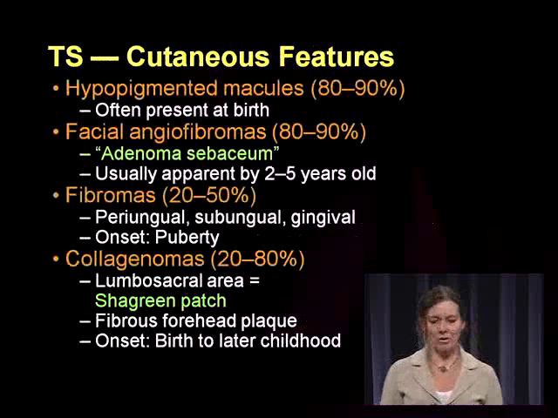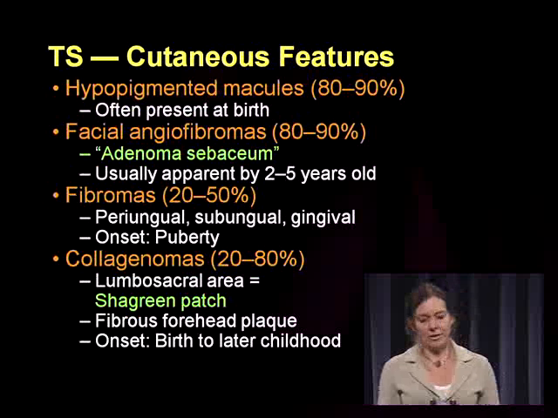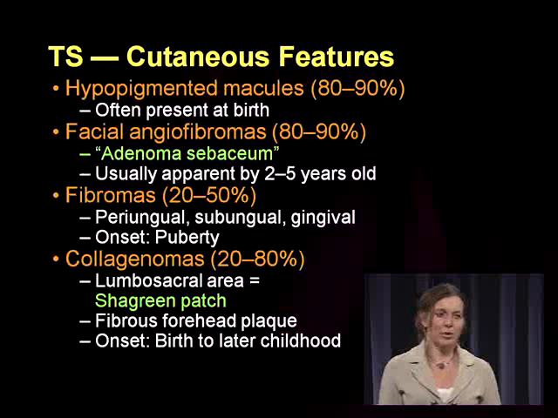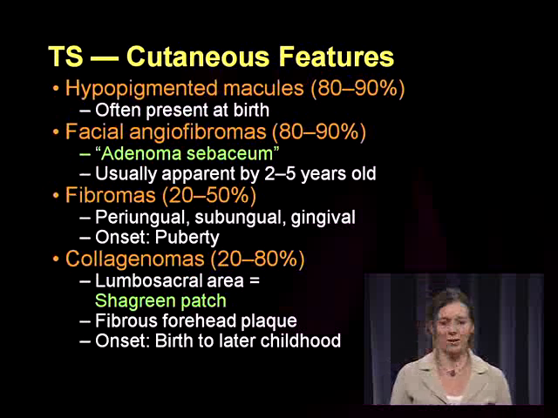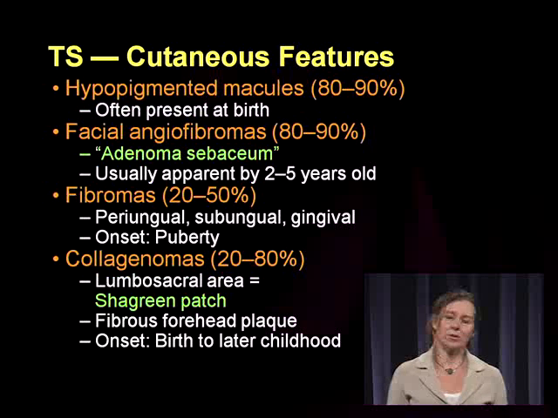There are several cutaneous features that can really help you make a diagnosis of tuberous sclerosis, and we're going to go through each one. So to introduce this, the first and most common thing that you're going to see are hypopigmented macules and patches, and those are present usually in 80 to 90% of patients, and they're often present at birth, although they may be very subtle, especially in a fair-skinned child. The next thing you'll typically see are facial angiofibromas, and again, these are very common, also 80 to 90% of patients, but these can vary significantly in their severity. These used to be known as adenoma sebaceum, and those usually appear somewhere between 2 and 5 years of age.